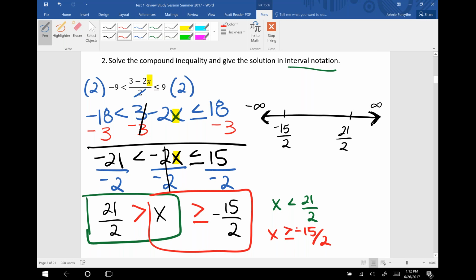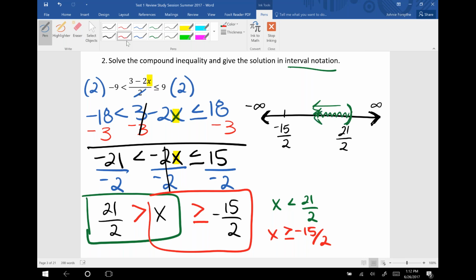So for the green, x is less than 21 over 2. So here's 21 over 2. The values less than that are to the left. And then it's not equal to 21 over 2, so we're going to use parentheses. Okay, and we're shading in this direction.